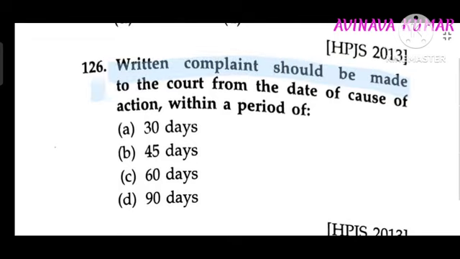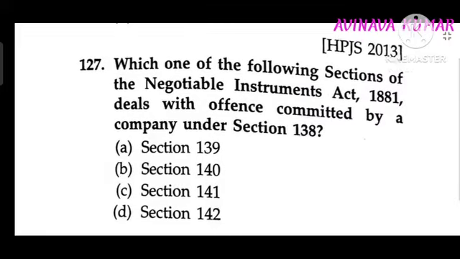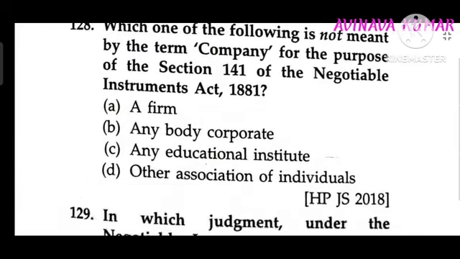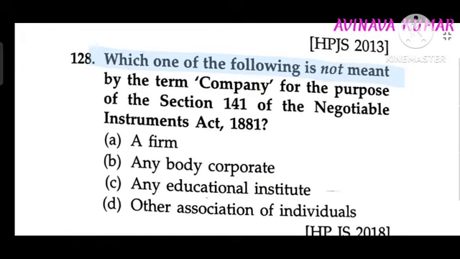A written complaint should be made to the court from the date of cause of action within the period of 30 days. Which one of the following sections of NIA deals with the offence committed by a company under section 138? Section 141. Which one of the following is not meant by the term company for the purpose of section 141 of NIA? An educational institute.